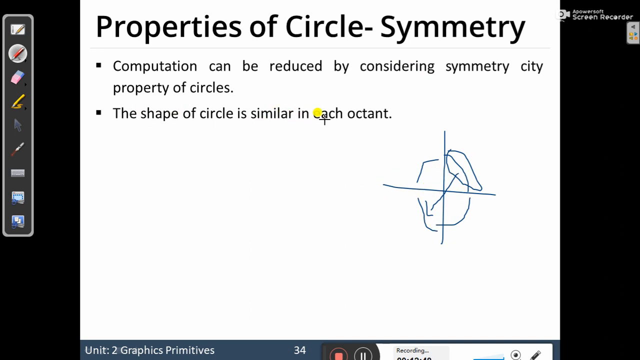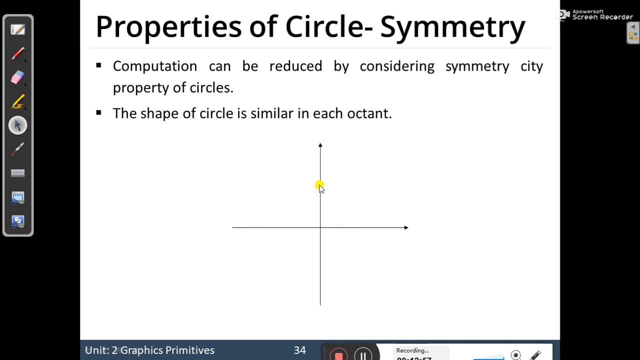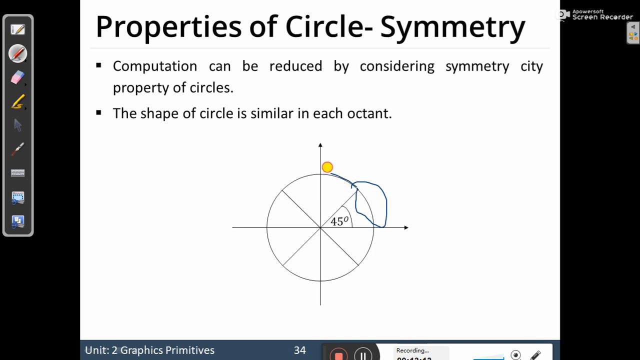The shape of a circle is similar in its octants. So suppose this is the part. Here you can see this is 45. Again, if we only draw this part, then this other part can be calculated, because that is the other half of the 90 degrees, and in that way this part might be symmetric with this part or this part.